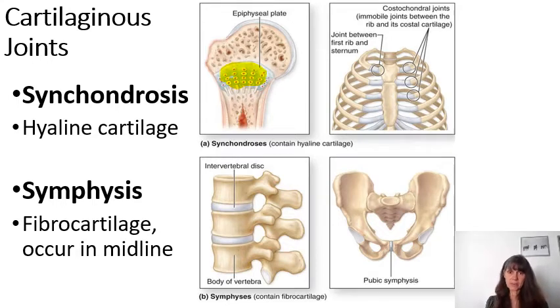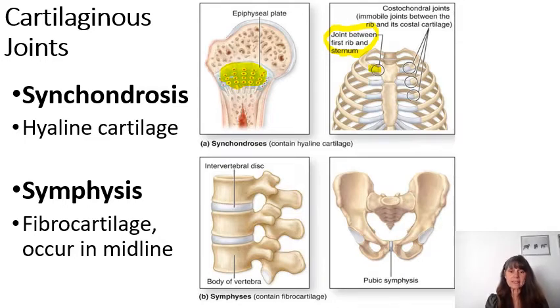pieces of bone together. Another example of a cartilaginous synchondrosis is the joint between the first rib and the manubrium of the sternum. There is some debate about the other ribs forming synovial joints, so please stick with the joint between the first rib and the sternum as being an example of a cartilaginous synchondrosis.